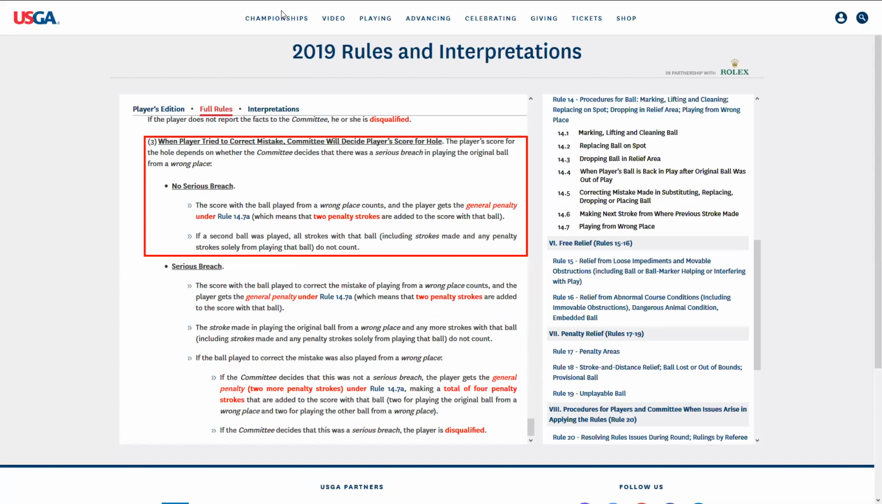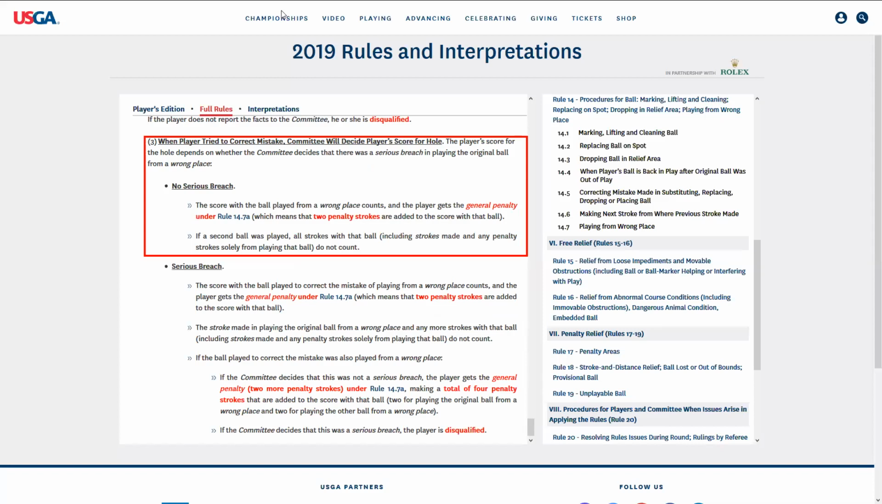When you play the ball from the wrong place the first time, it wasn't a serious breach because you were right next door. So therefore, you have to continue the hole with the ball played from the wrong place. What you've now done is you've picked up the ball and you've played it from a wrong place, and so you get 4 penalty strokes. This is the change. I think it's a change. I think it's unintentional, but there it is, and this is John's question.